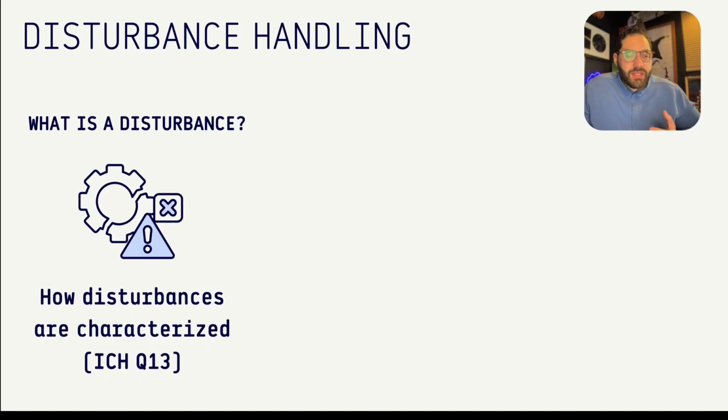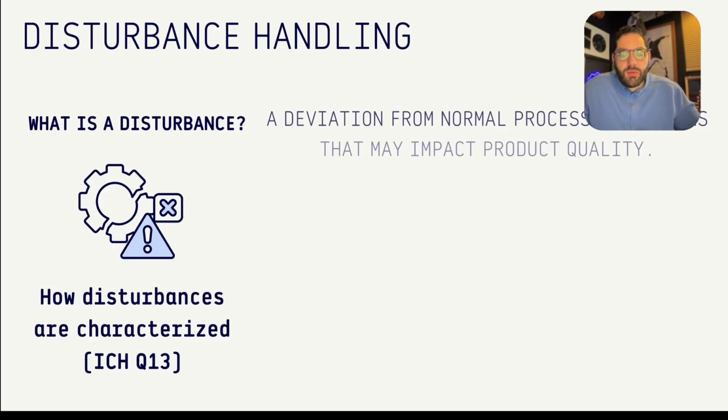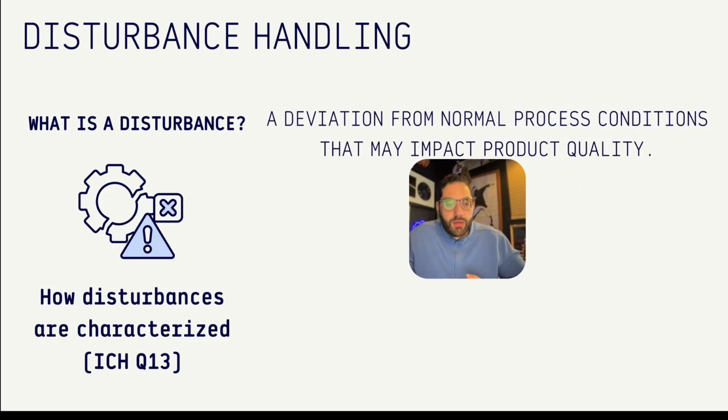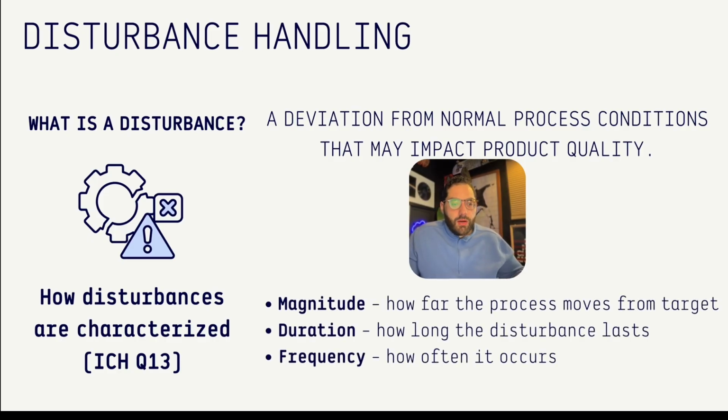Disturbances is a key word to think about when you're thinking about continuous manufacturing, because it's what can disturb the process really. So it's a deviation from the normal process conditions for a continuous manufacturing process that may impact product quality. And ICH Q13 describes how disturbances are characterized, where you look at the magnitude, duration, and frequency of the disturbance. How far did you move from your target? For how long? And how often is it occurring?